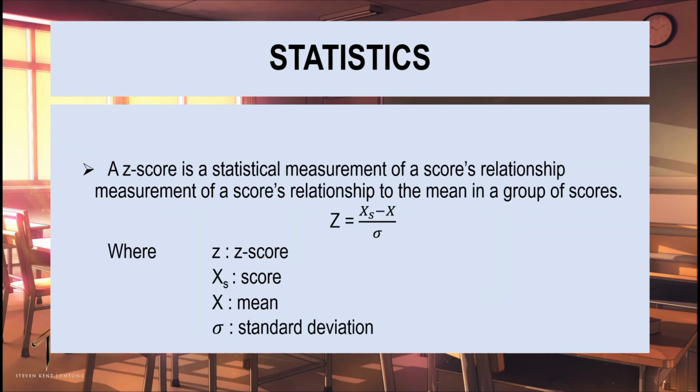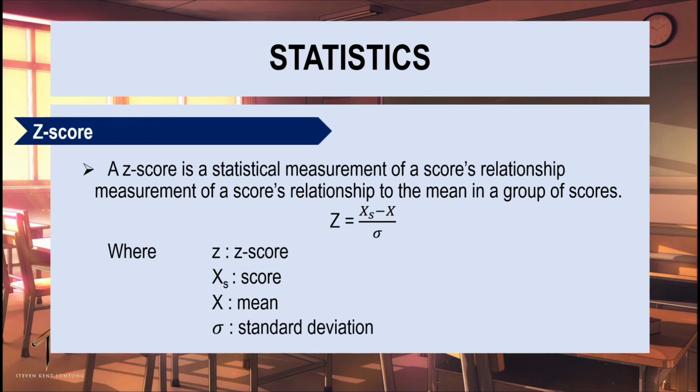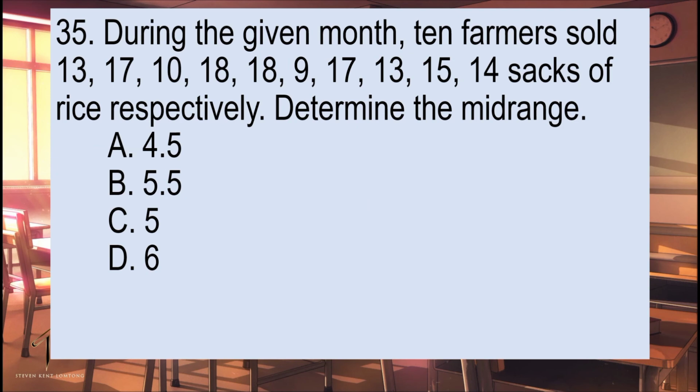Then we also have z-score. So a z-score is a statistical measurement of a score's relationship to the mean in a group of scores. So z is equal to x sub s, or this score, minus x bar, or the mean, divided by the standard deviation. So that is the z-score. Yan.